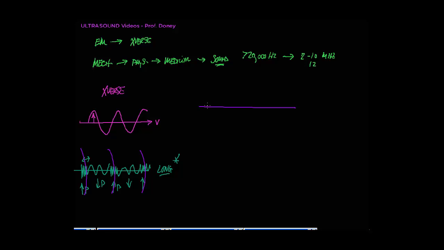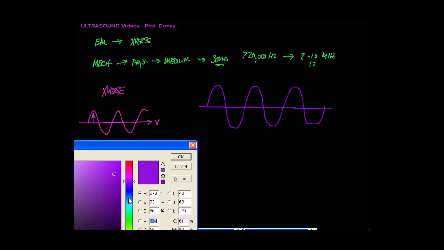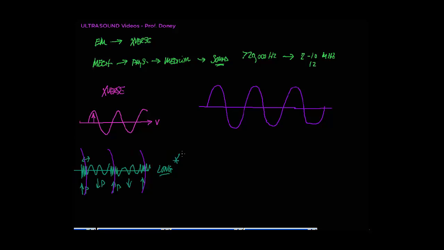So let's draw quickly a transverse wave here. And that could go on, and I'll try to complete it here and see if I can finish it out. Not too bad. All right, so what do we have here? We have drawn a transverse wave. However, we would say this is a sound wave.